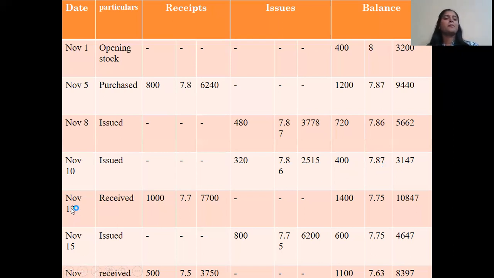Next, now on November 12th, we have received. How many units have been received? 1000 units were received. What is the cost per unit?